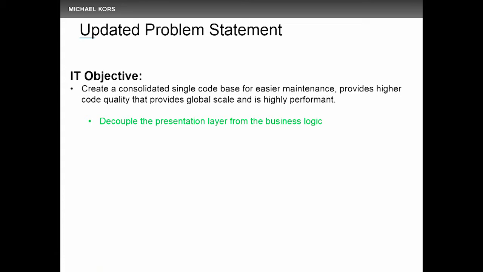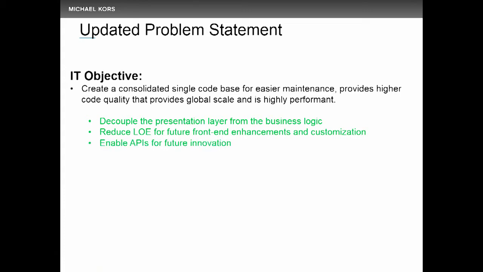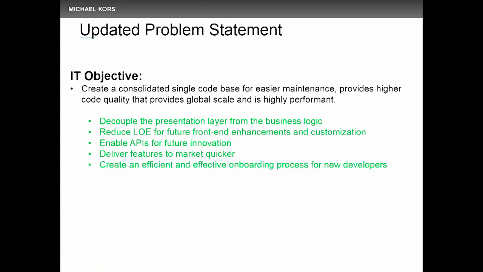One, we wanted to decouple the presentation layer from the business logic, reduce the level of effort for future enhancements that we knew we were going to have to take on, enable APIs because we knew we didn't have mobile apps a year ago. Right now we have 2. Actually, we have about 4. And a lot of those are leveraging the APIs that we've been able to develop. Again, deliver features faster, and then create an efficient and effective onboarding process for new developers.